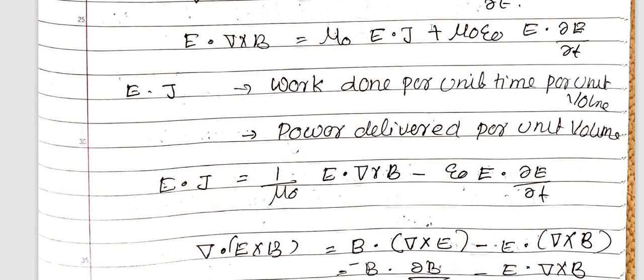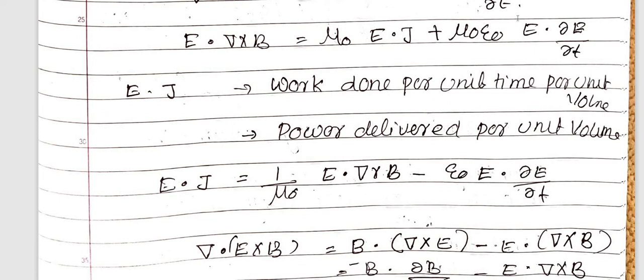So in this equation, what is E dot J? We will take this term, and we know what del cross B is, so we will substitute for del cross B. When we divide the whole term by μ0, we get E dot J equal to 1 by μ0 E dot del cross B minus, as μ0 gets cancelled in the last term, ε0 E dot ∂E/∂t.